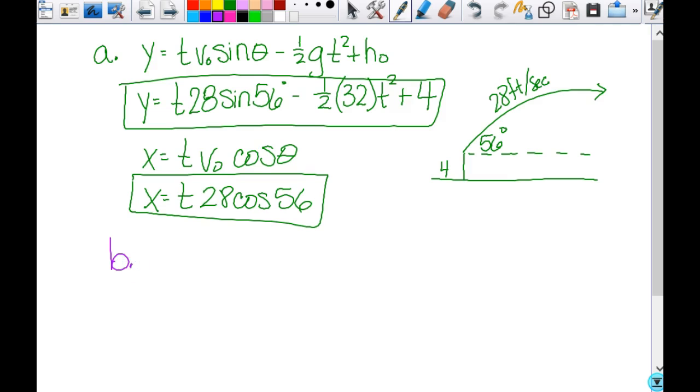So what do we have to know to find that? Time. Okay, so the first thing we need is the time, which we don't have, so that we can substitute it into here. So we find the time by doing what? Graphing this, right? So I want to graph this.